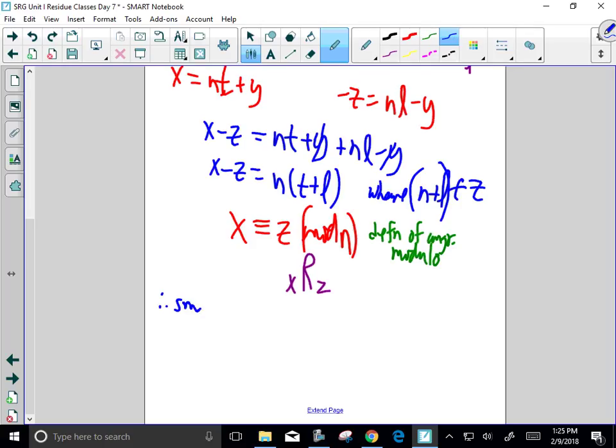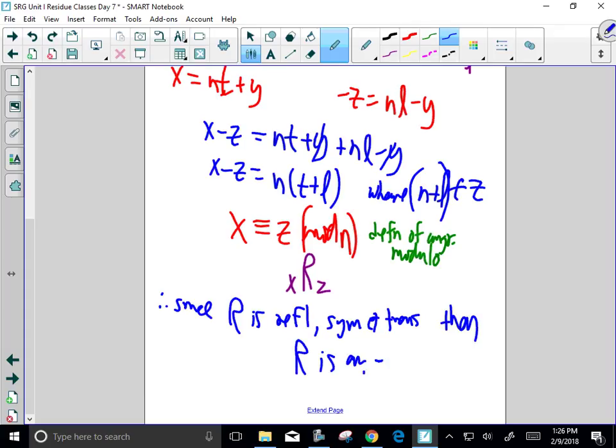Therefore, since this is the victory lap, since R is reflexive, symmetric, and transitive, then R is an equivalence relation.